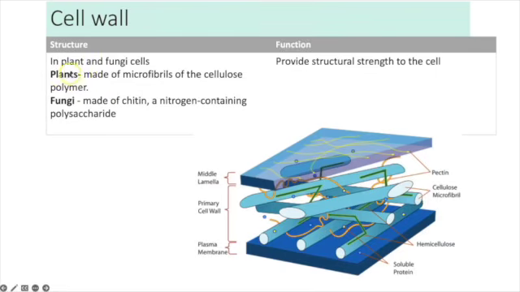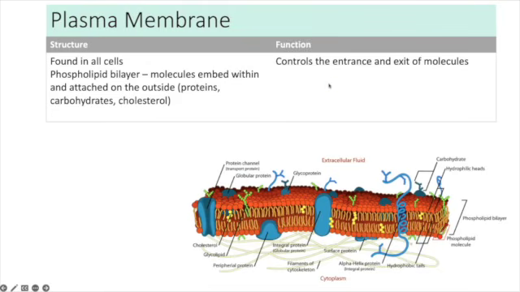Cell walls are found in plants and fungi of eukaryotic organisms, not in animal cells. And in plants, you have microfibrils of the cellulose polymer. And in fungi, you have chitin instead. So they're made up of 2 different molecules. Plants have cellulose for structural strength, whereas fungi have chitin. And that is still a polysaccharide, but it also contains nitrogen. The function of the cell wall, though, is to provide structural strength. The plasma membrane is found in all cells, and this would form the cell surface membrane.